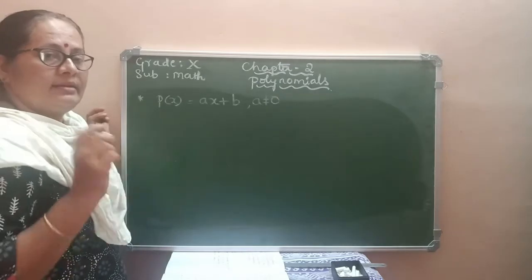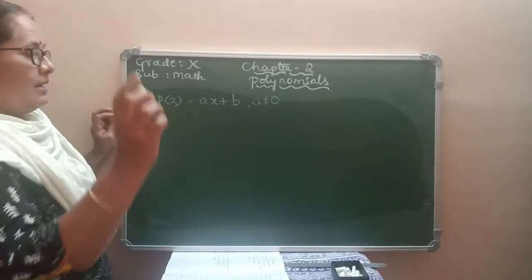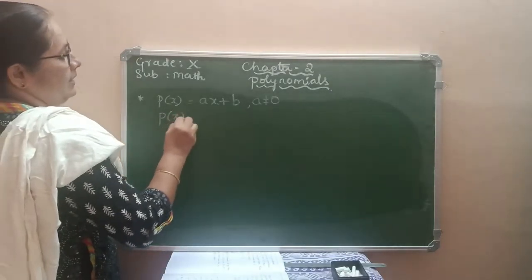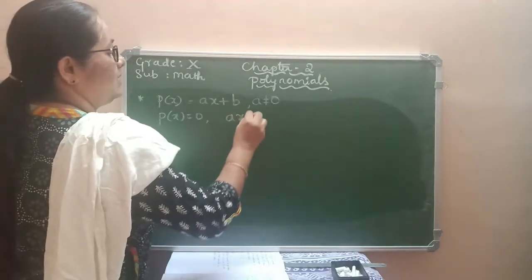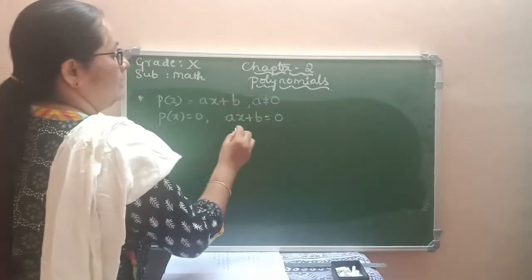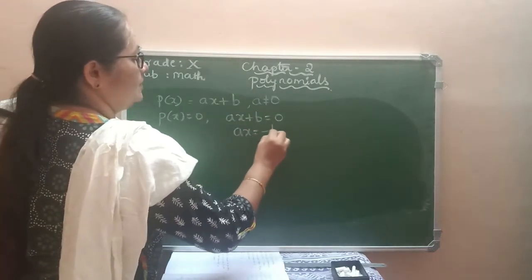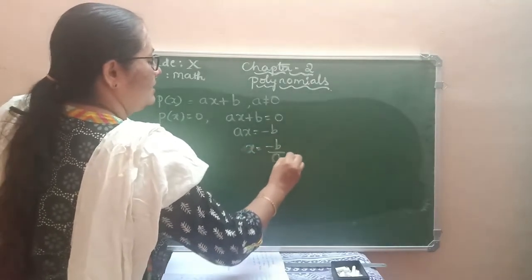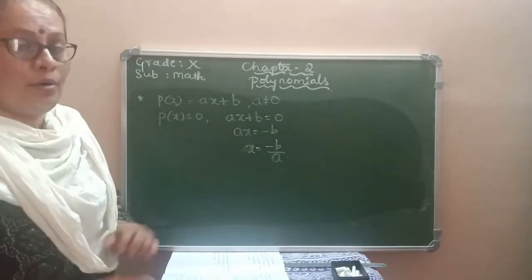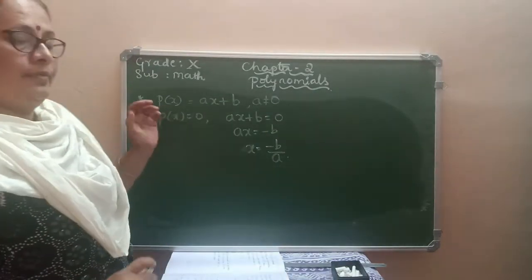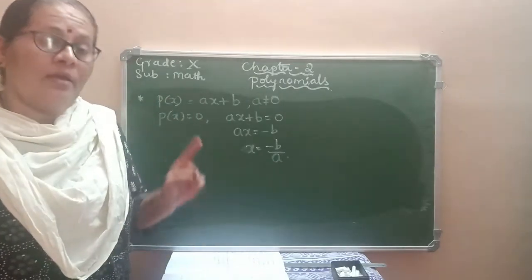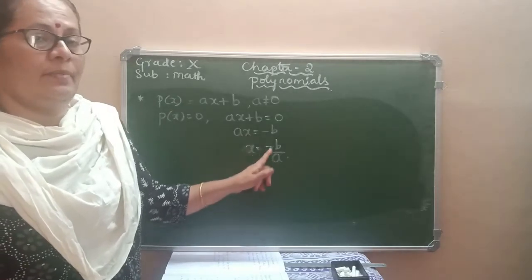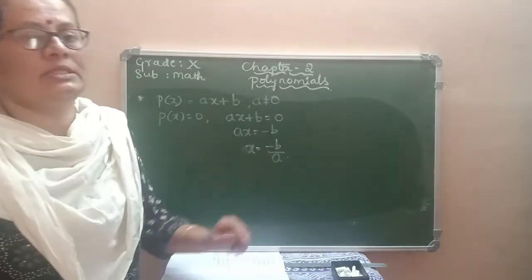You also learned the 0 of the polynomial. 0 of the polynomial is nothing but when the expression is equated with 0, that is ax plus b equals 0, then ax equals minus b, x equals minus b by a. This gives the 0 of the polynomial. So for all linear polynomials you will get only 1 0, that is minus b by a. 0 is nothing but the x value.